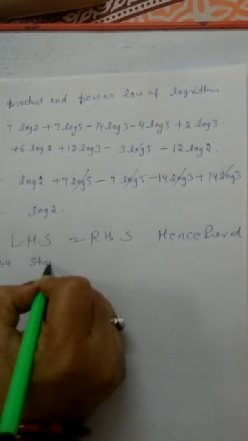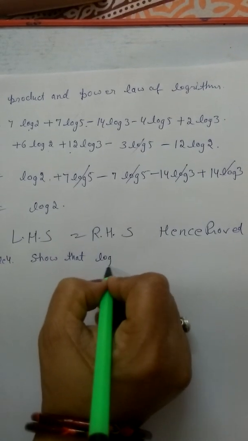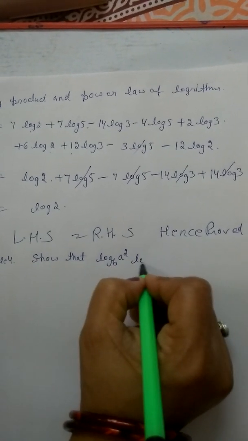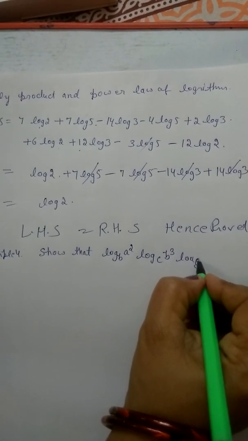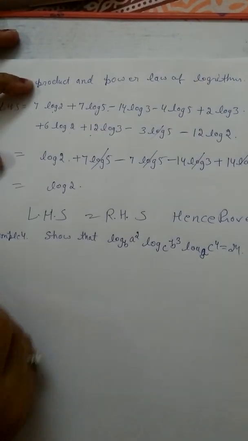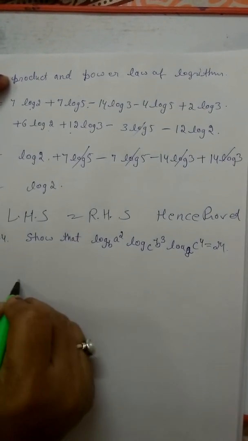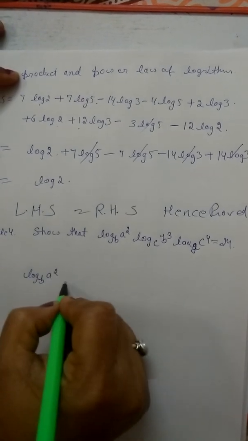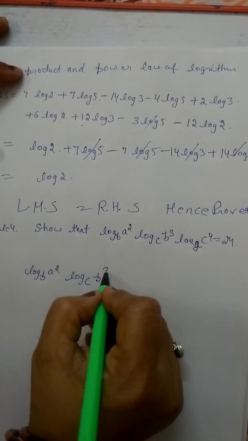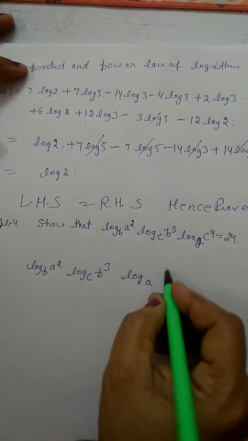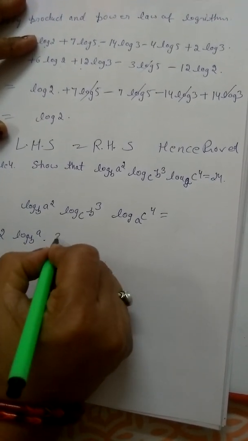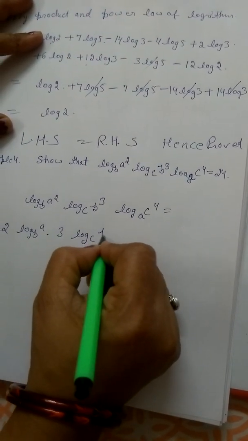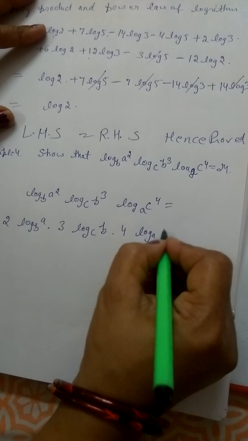Example 4. Show that log_b a raised to the power 2, log_c b raised to the power 3, log_a c raised to the power 4 equals 24. Left hand side: log_b a raised to the power 2, log_c b raised to the power 3, log_a c raised to the power 4. Here 2 will be there, log_b a. 3 will be there, log_c b. 4 will be there, log_a c.